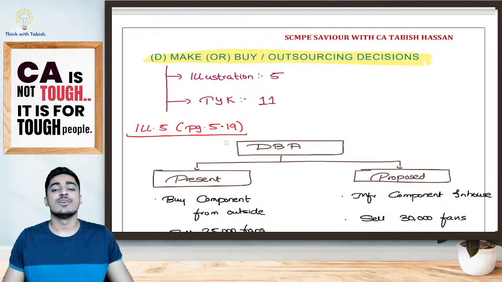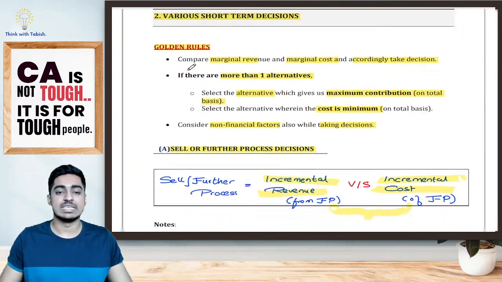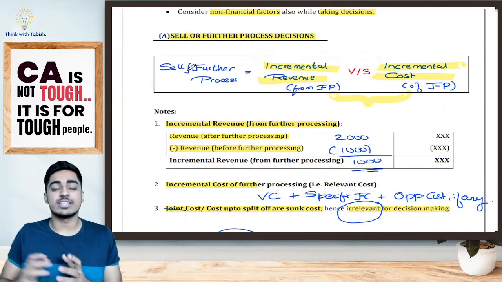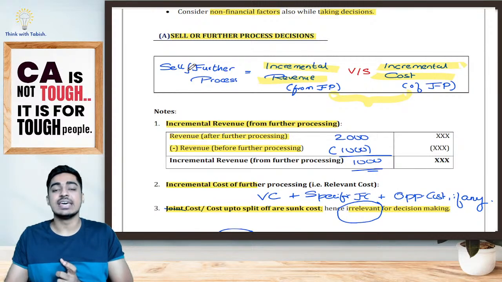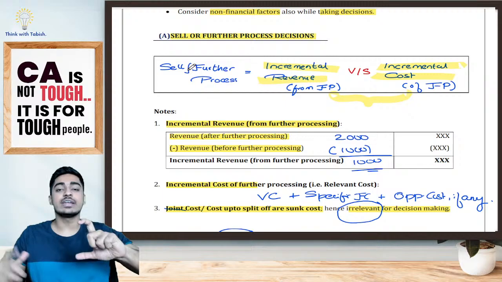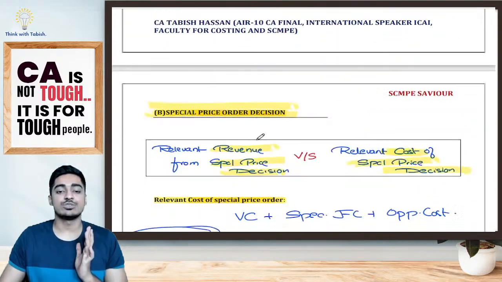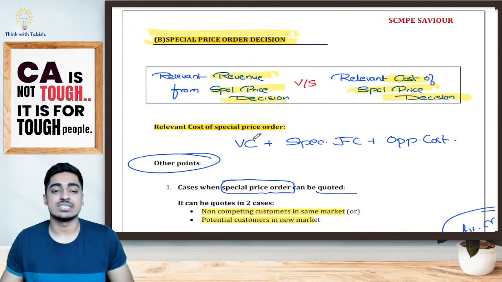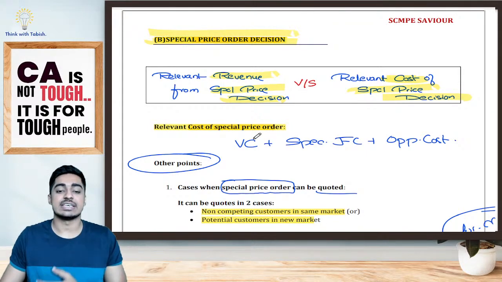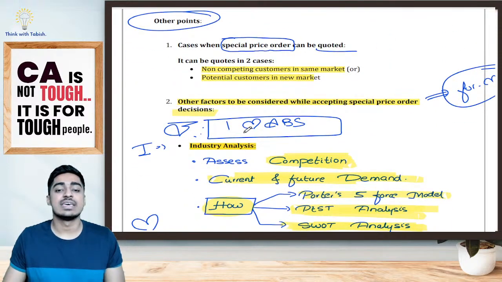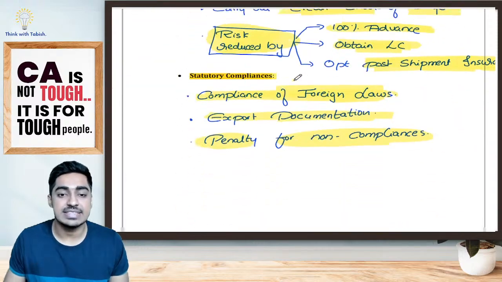Okay, so we've discussed various short-term decisions. What are the short-term decisions we have looked at, students? First, we have looked at sell or further process. Should we sell the goods as they are or further process? How do we take a decision? If you further process, how much revenue do you get? To further process, how much cost should we incur? Based on that, take a decision. Next one was the special price order decision. We look at what is the revenue we get from the special price order, what is the cost of the special price order. Yes, non-financial factors: industry analysis, additional terms, buyer credit worthiness, statutory compliance.